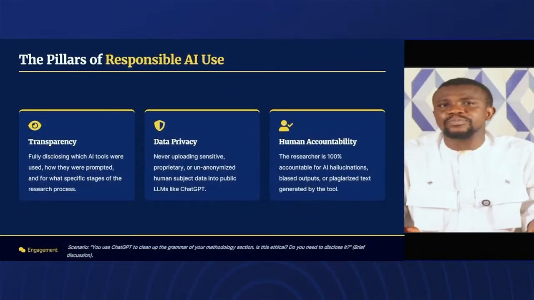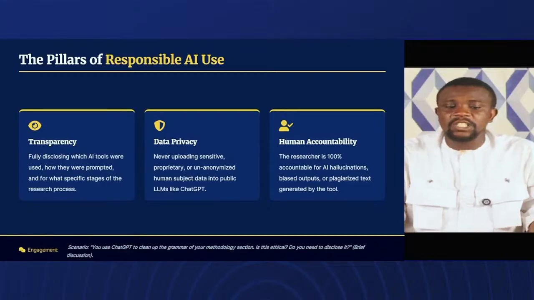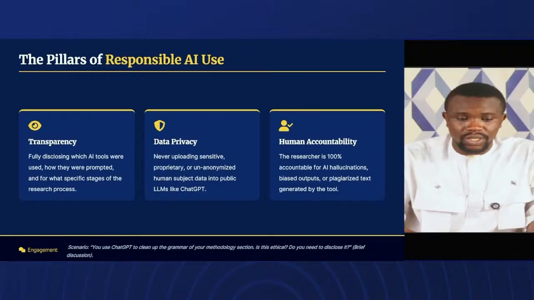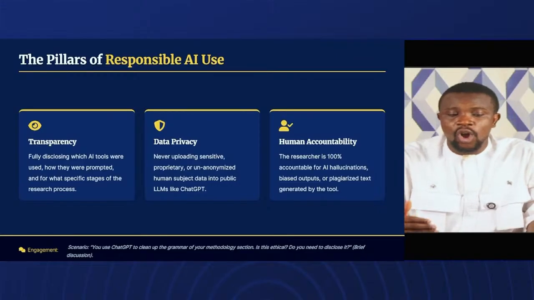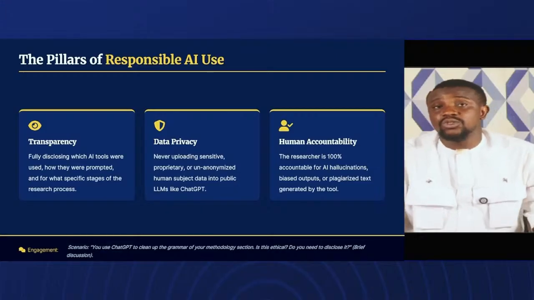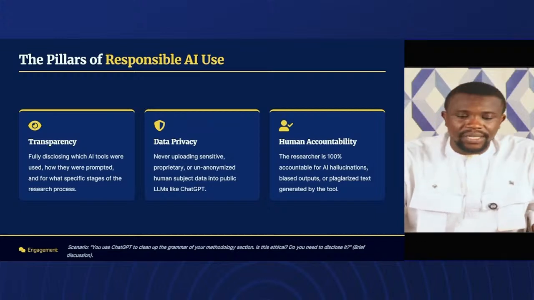Now, we have 3 pillars of responsible AI usage. What do I call it? 3 pillars of responsible AI usage. And the first one is transparency. Fully disclose which AI tools were used, how they were prompted, and for what specific stage of the research process you used it. You have to be transparent.